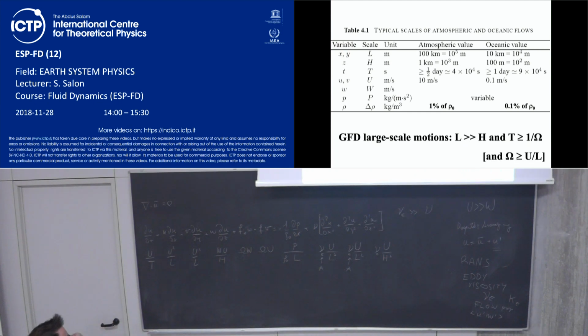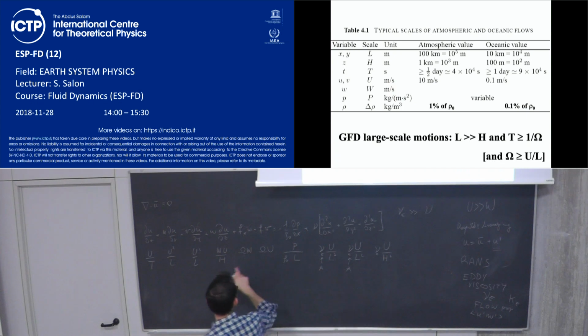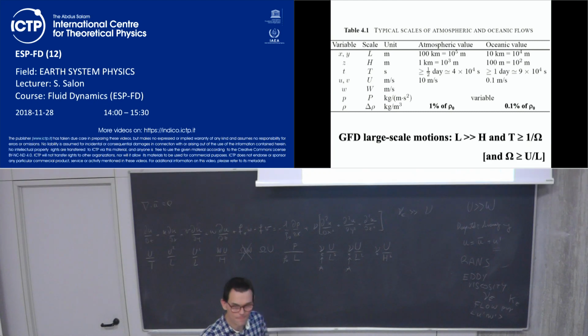Okay, so what can we do to simplify this expression? The first thing, which was already anticipated yesterday, is that since U is much larger than W, of the two Coriolis terms, I can neglect the first one. The eddy viscosity is much larger than the kinematic viscosity.